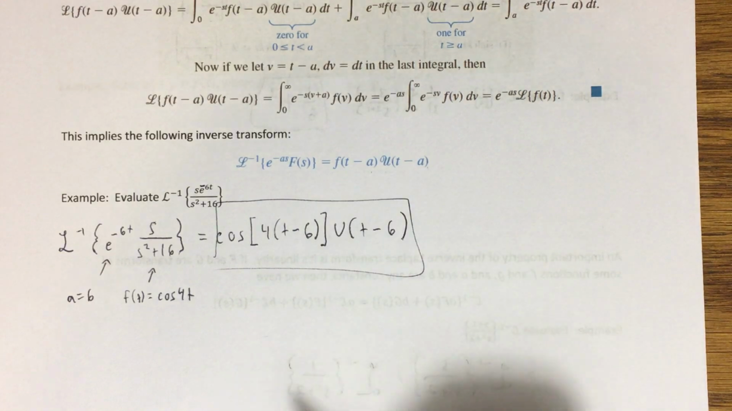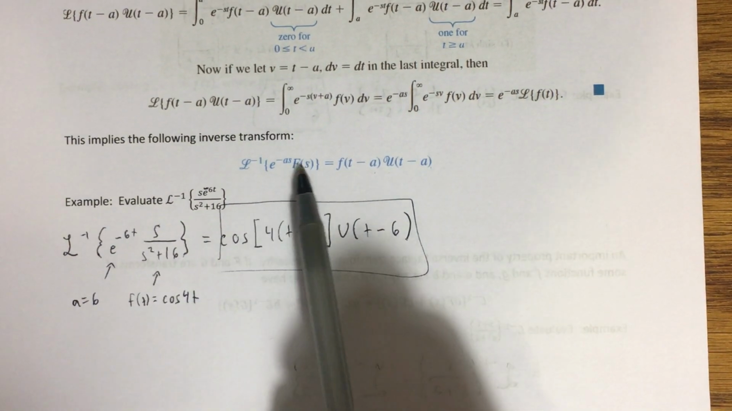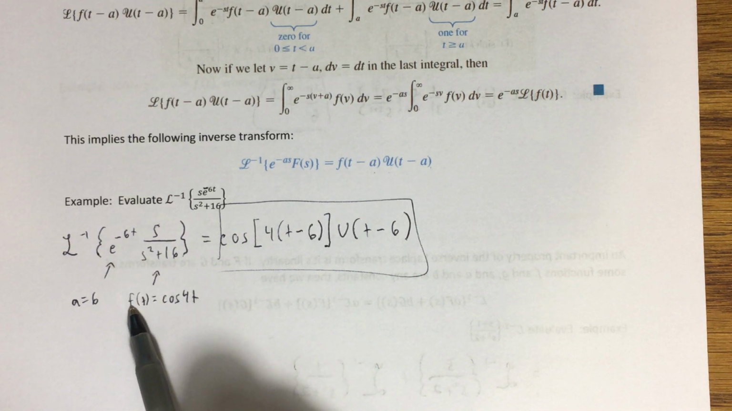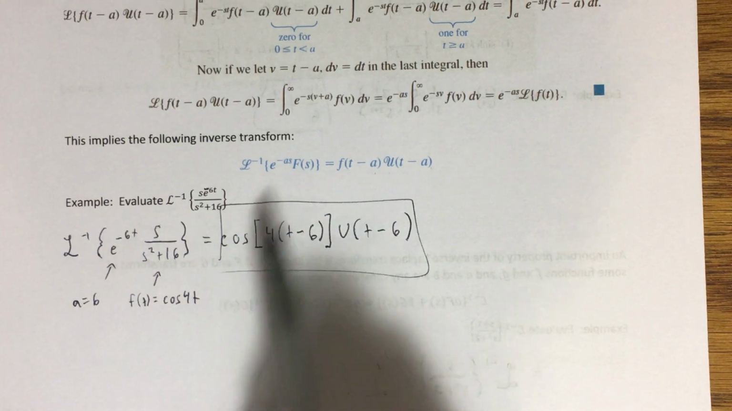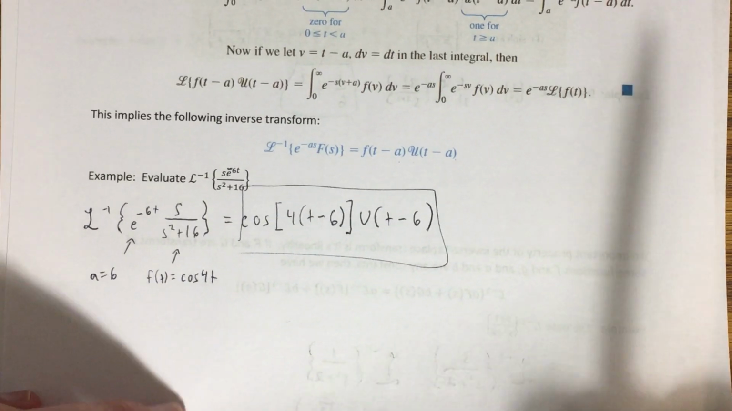Notice what I needed to do here is put this thing in the correct form. So I brought my e to the negative 6s out so I can more clearly identify what F of s was. Identify the inverse Laplace transform of F of s and call that f of t. Identify my a from here and then plug things into that formula for that inverse transform. Okay?